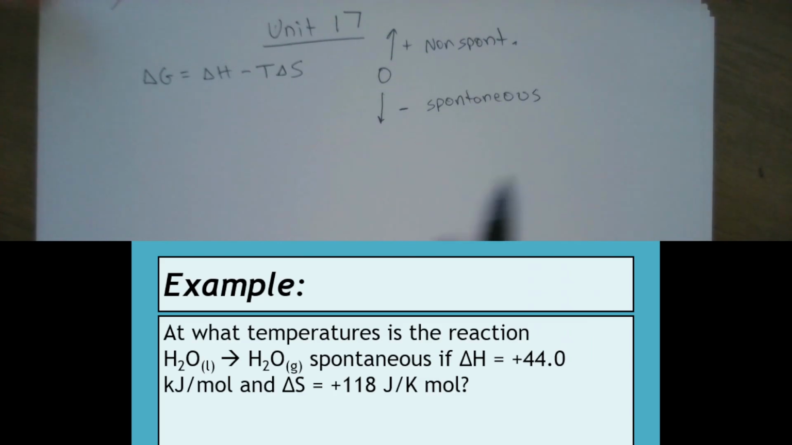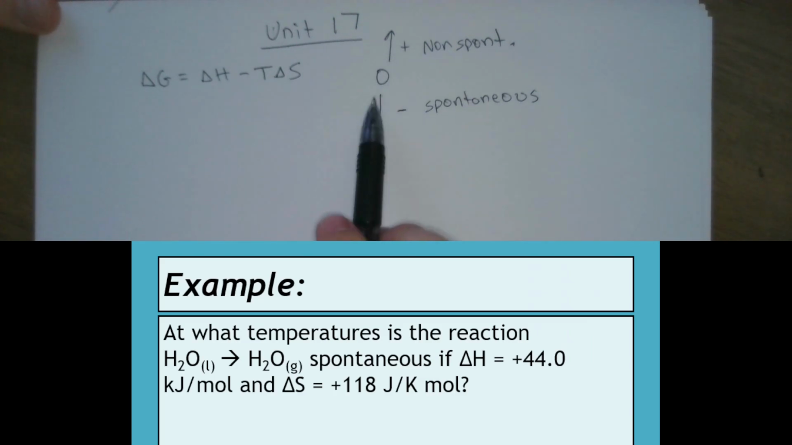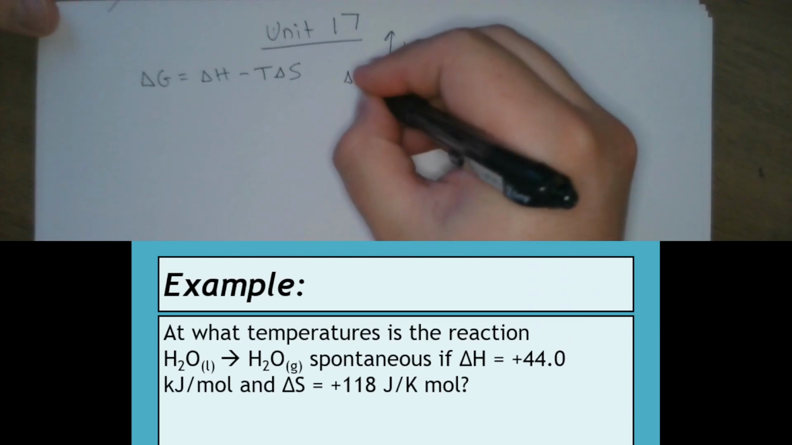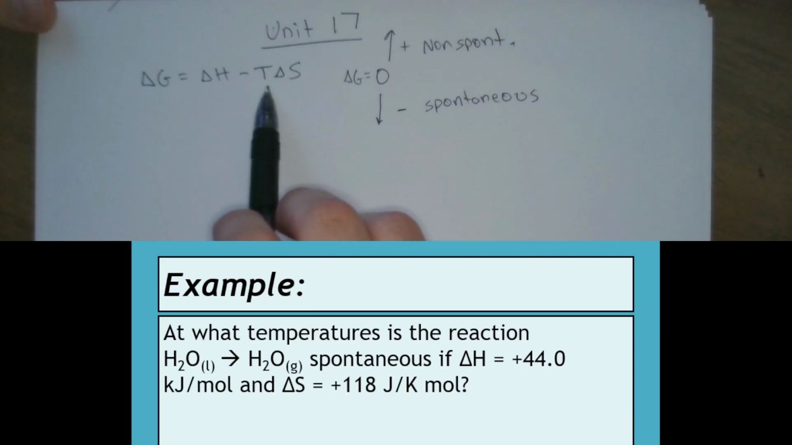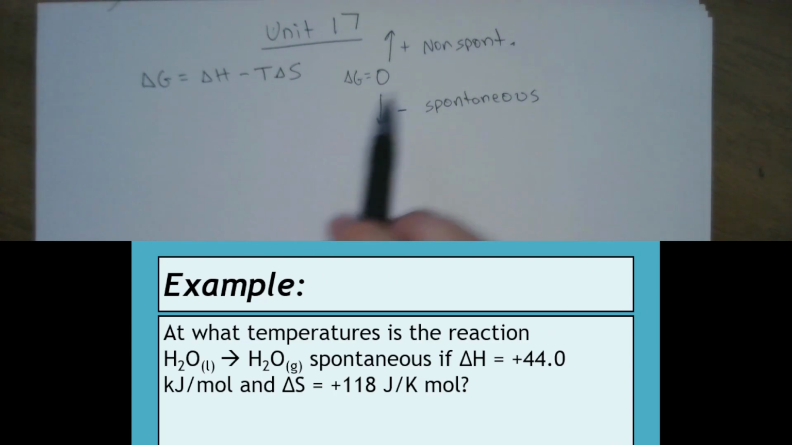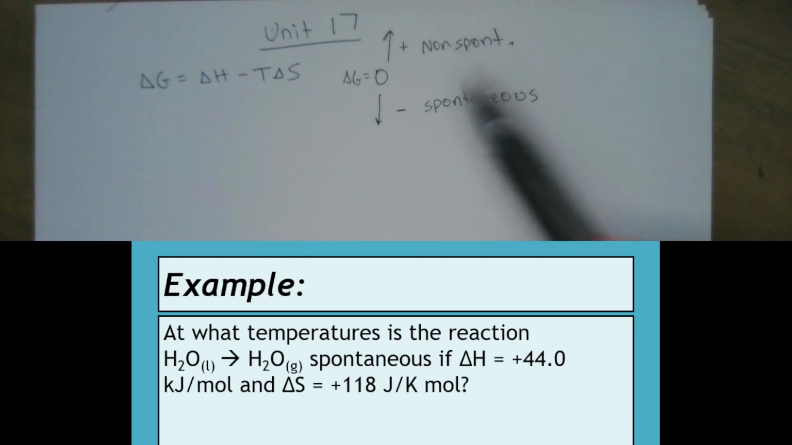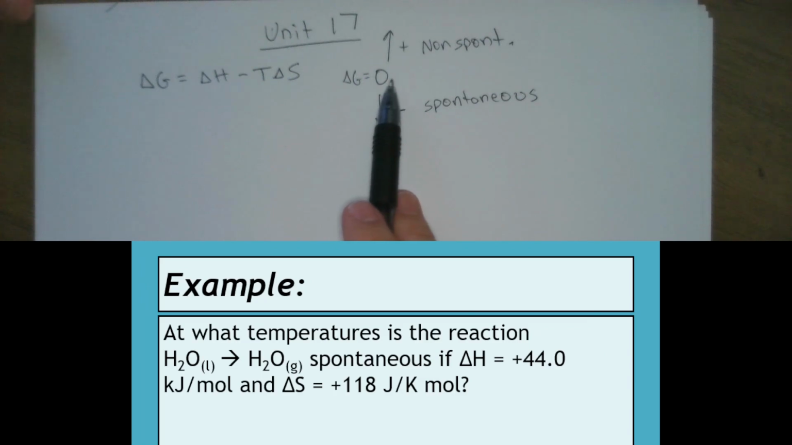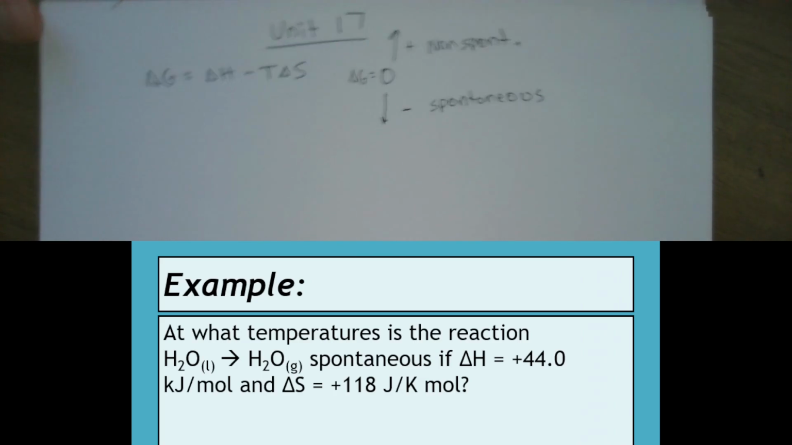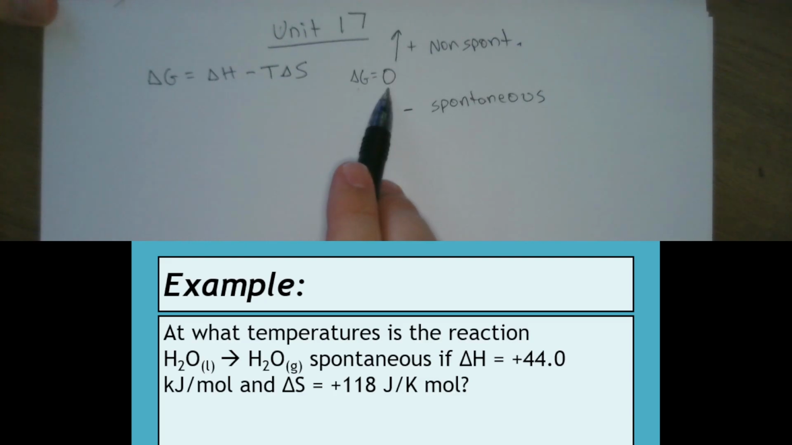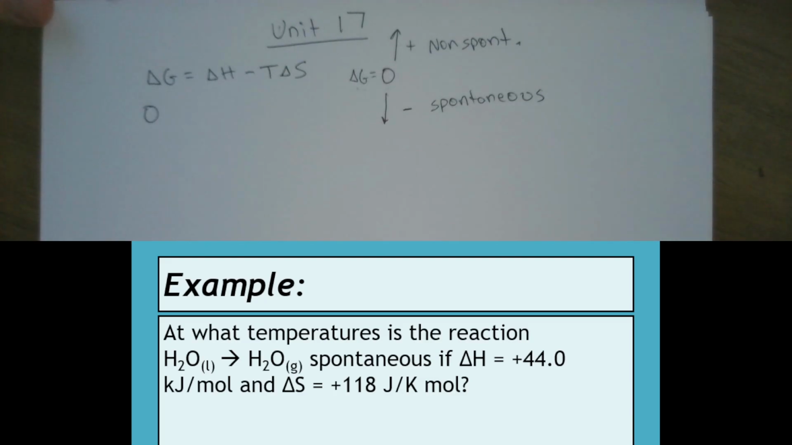Okay, so what we're going to do is set delta G to 0, and figure out what the temperature would be once we plug everything else in for delta G equals 0. The answer we get for this temperature will be the exact temperature that is the cutoff. Anything above this temperature is non-spontaneous. Anything below it is spontaneous. That's kind of our idea here. The main thing to get from this: let's set delta G to 0, plug in everything else, and see what we get.